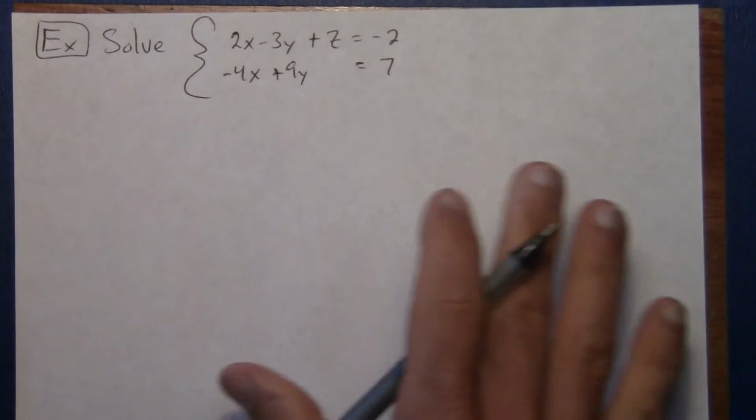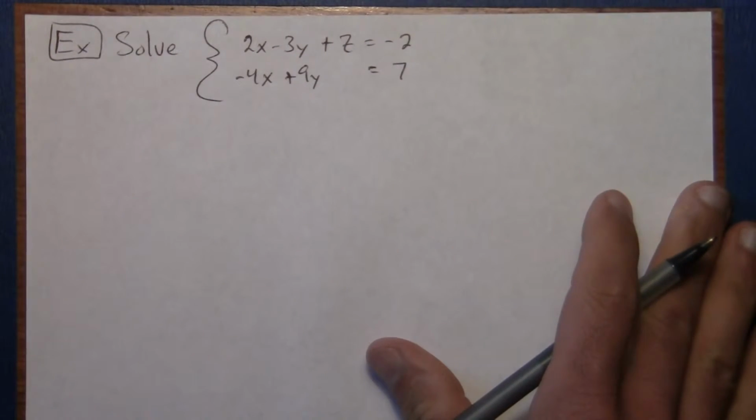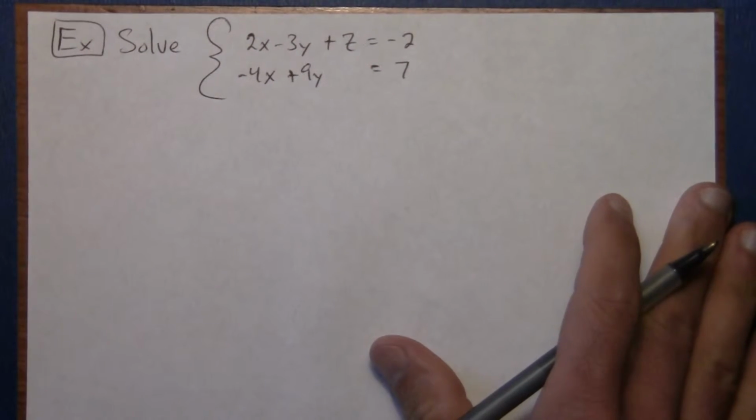All right, the second one is, what do I do when I have more variables than I do equations? For me, that's good news. I know automatically this is a many solutions kind of an answer.